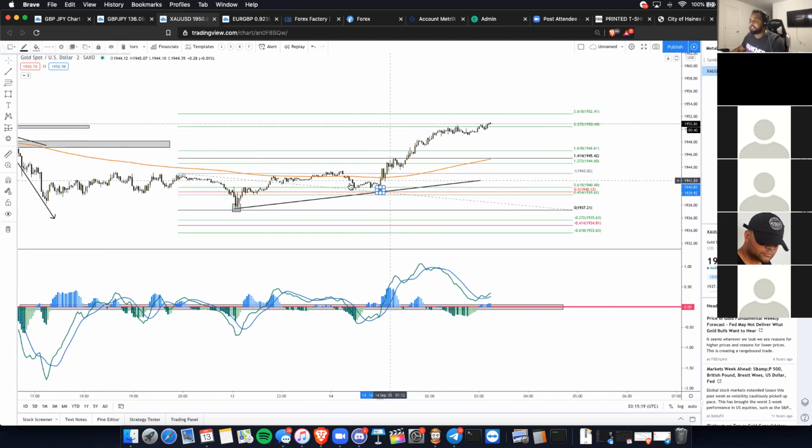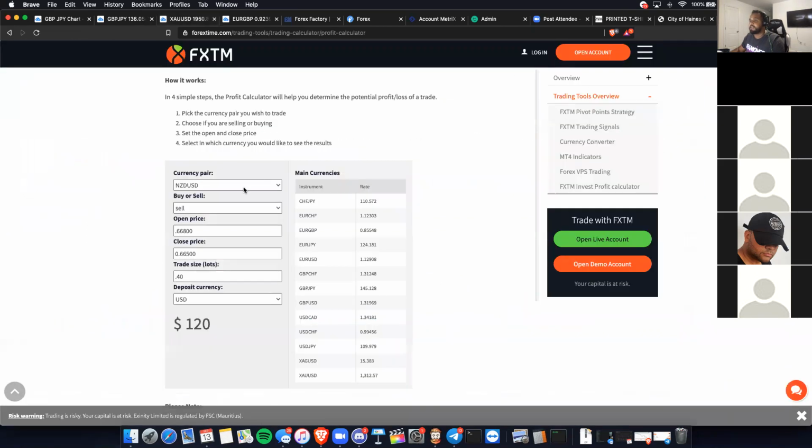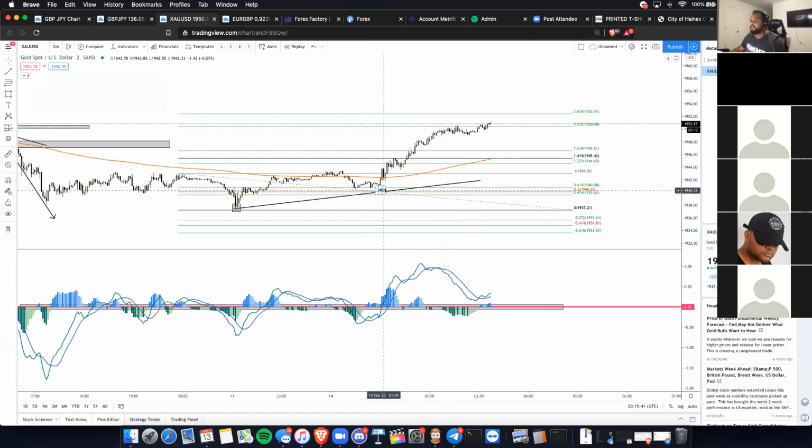If I would have taken that trade on gold, on a dollar lot, had I entered it right here and closed it right here, let's see what that would be. XAU USD, buy. If I would have entered at 1942 and gotten out at 1951 on a dollar lot, that's $900, guys, in one trade right there.